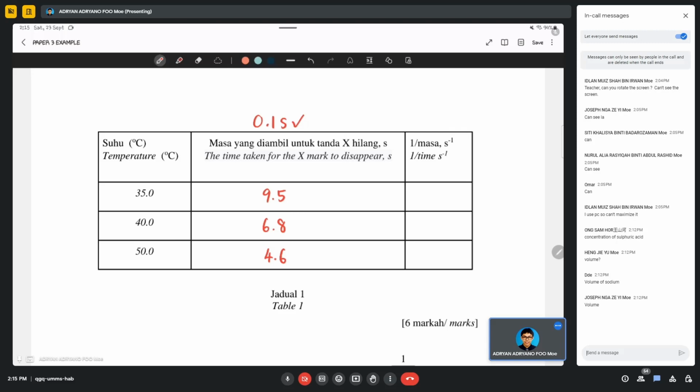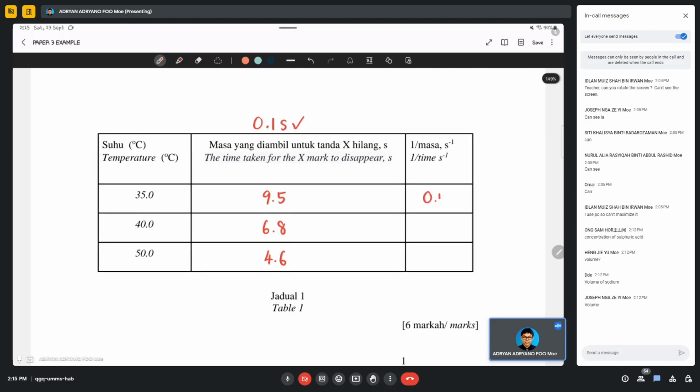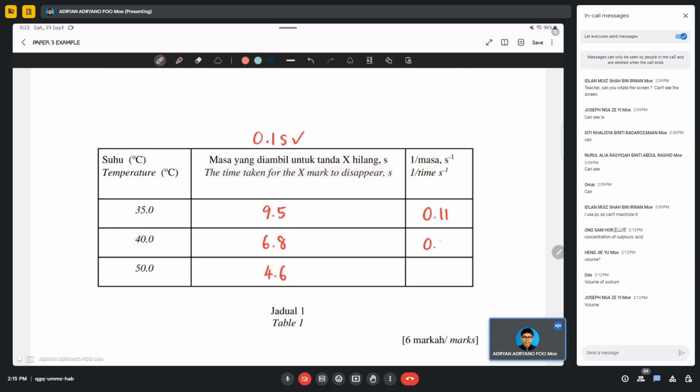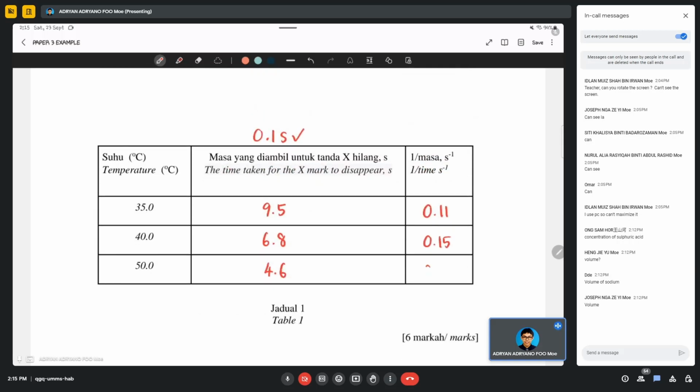Okay, and then for 1 over time, you calculate using a calculator. Don't have to show your calculation. Okay, so 0.11. Okay, then here is something that happens. Why do we take 2 decimal places here? Because it is a calculation. When it comes to calculation, we usually take 2 decimal places. Okay, calculation.